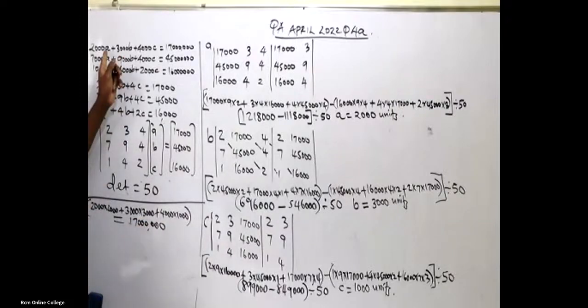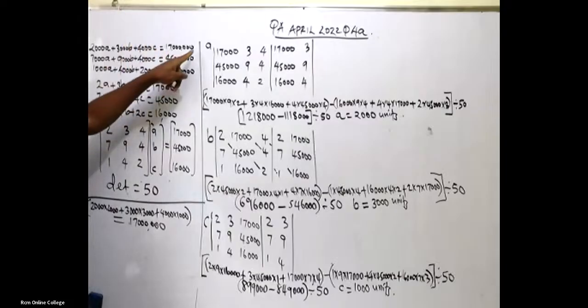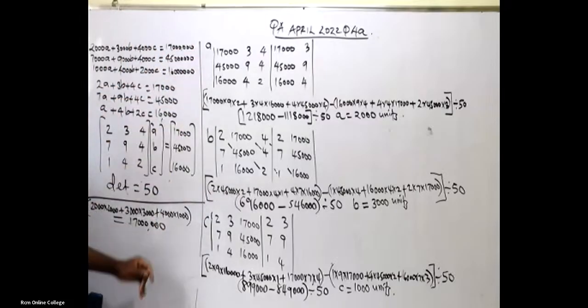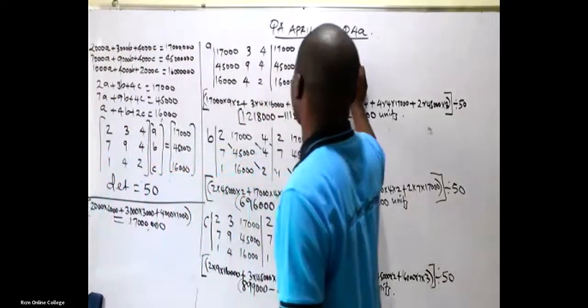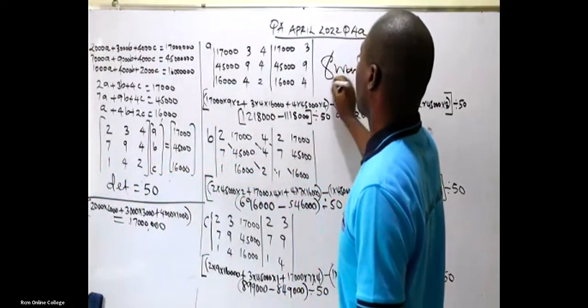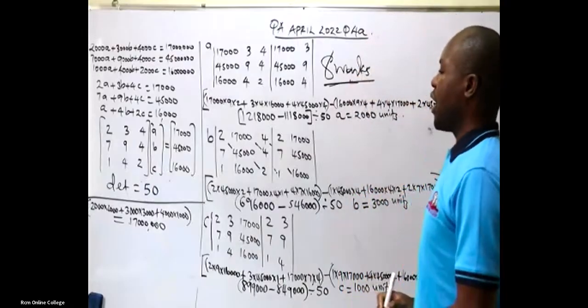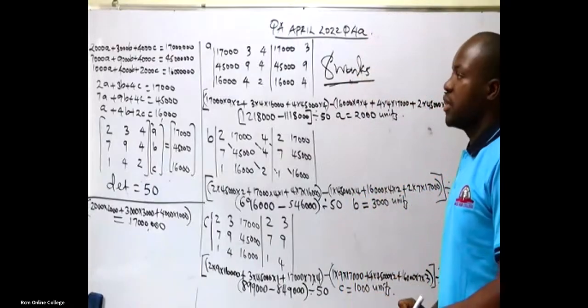Is it true as for what we are given here? 2,000 A plus 3,000 B plus 4,000 C must be equal to 17 million. And that is what we are getting. So that confirms that you have actually earned the entire 8 marks from that particular question.